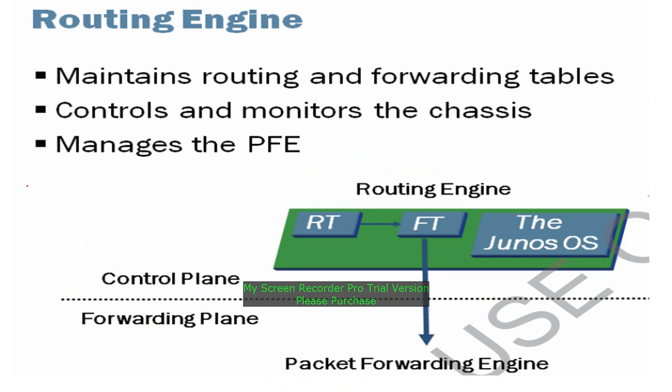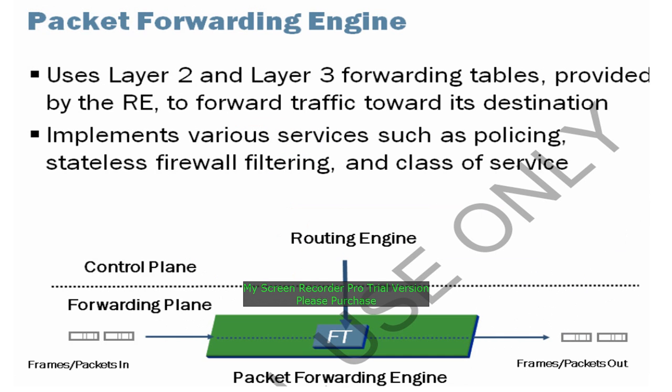So the routing engine maintains the routing and forwarding table, and controls and monitors the chassis. Chassis in the sense of hardware, it controls and monitors the entire hardware, and manages the PFE. PFE is the packet forwarding engine which works on the forwarding plane. So this is the basic functionality of the routing engine, which comes into the control plane. This is the routing engine, same as we already talked about.